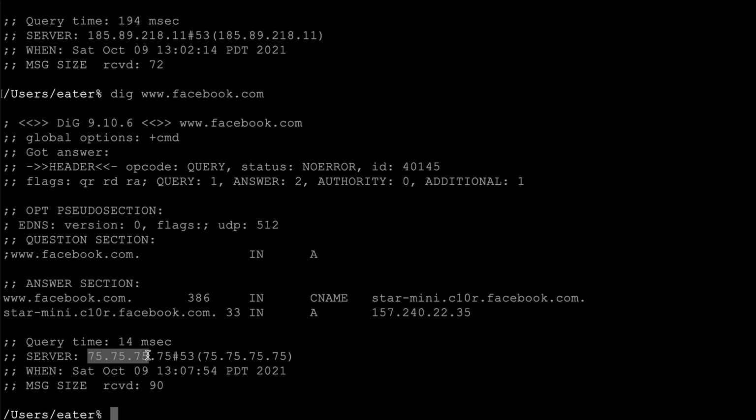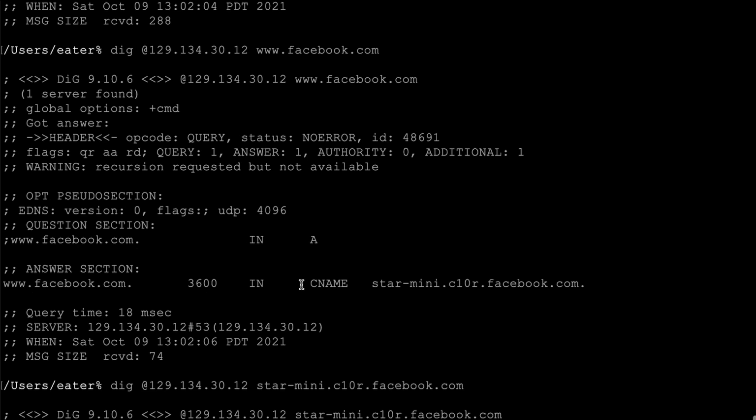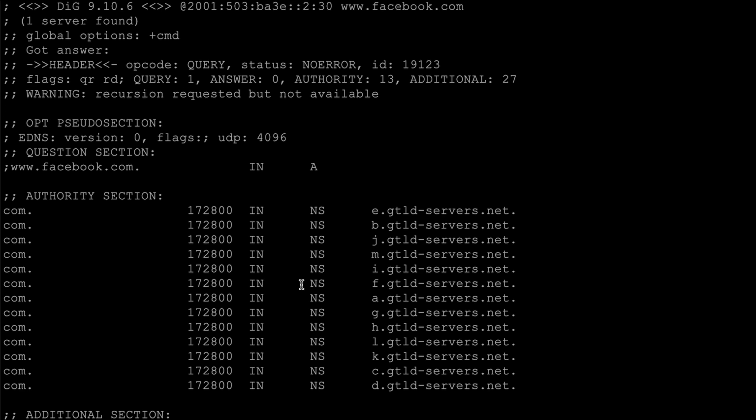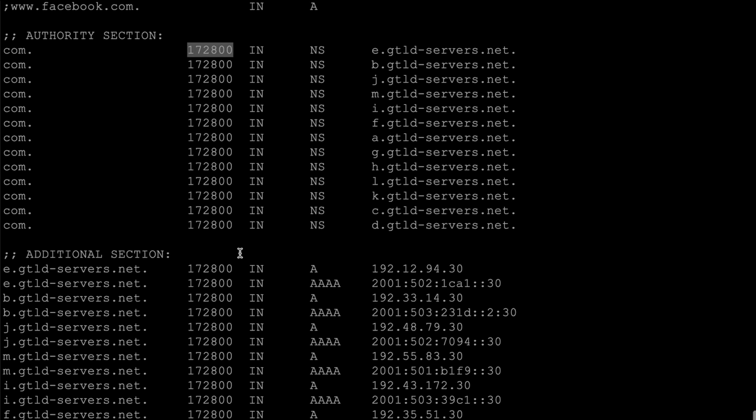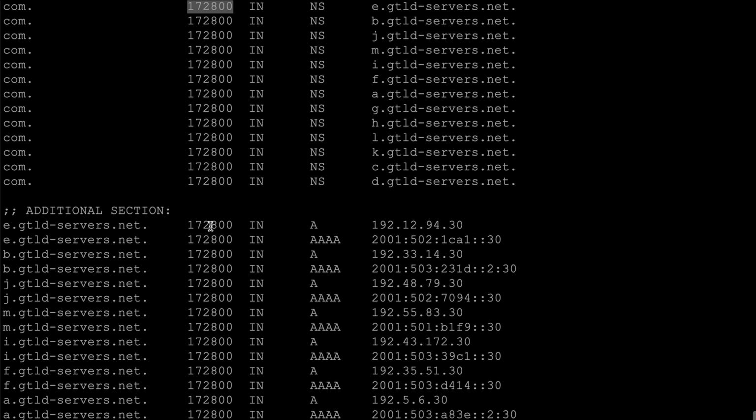But of course, this caching name server still has to go through that whole process, but then it can cache the answer. So if someone else wants to know what Facebook's IP address is, it can just answer directly, which is actually probably what happened in this case. And actually, the authoritative name servers say how long each result can be cached. So if we scroll up here, we can see that the root server said that the fact that these name servers are authoritative for .com can be cached for 172,800 seconds, which is 48 hours. And then the IP addresses for those can also be cached for 48 hours.